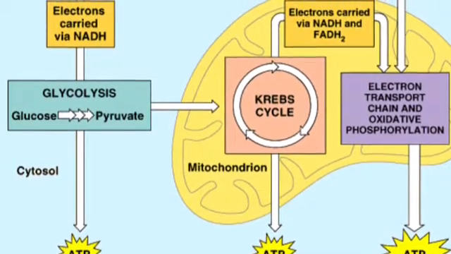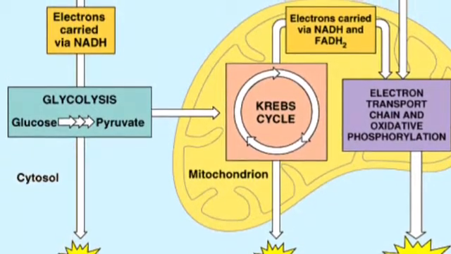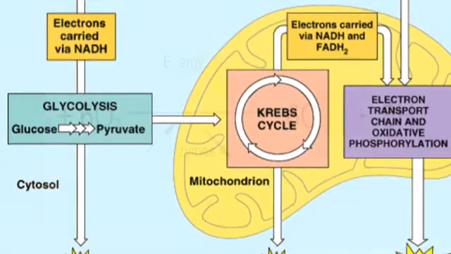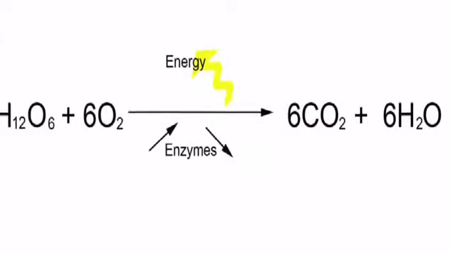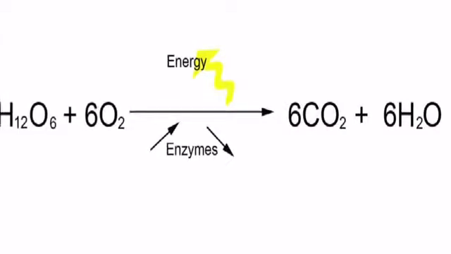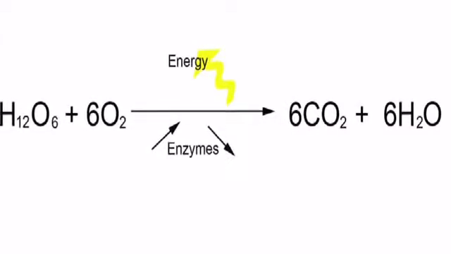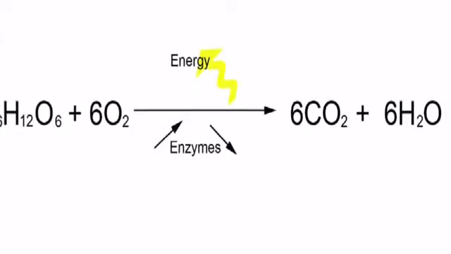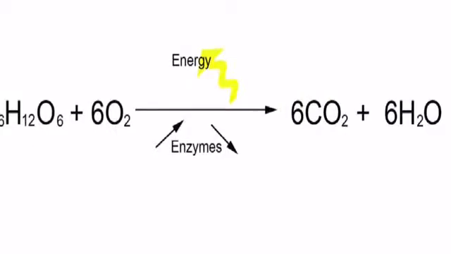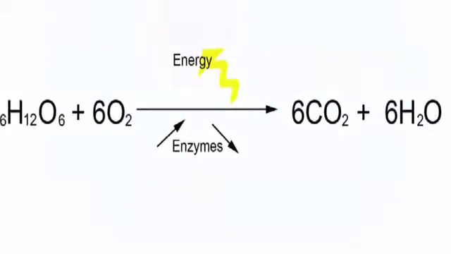These steps include glycolysis, the Krebs cycle, and the electron transport chain. It turns glucose and oxygen, the reactants, into the products, carbon dioxide and water. This is the reverse of the photosynthesis process. In this video, we will explain to you how the different reactants are turned into the products.